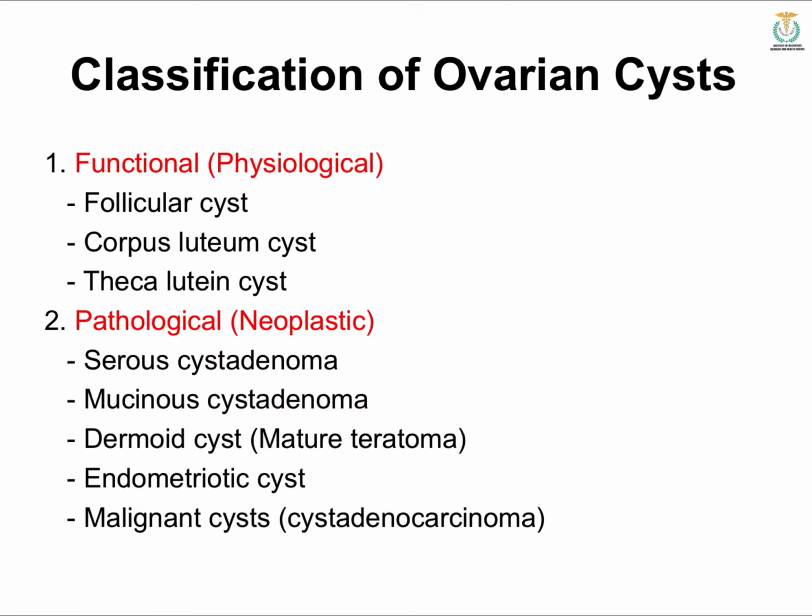You can say all are pathological, but you can differentiate into a third type of ovarian cyst. So functional, pathological, and malignant cyst. The malignant cyst you can categorize as a third type, which is the carcinoma type, like serous cystadenocarcinoma and mucinous cystadenocarcinoma. So these are the different classifications of ovarian cyst.